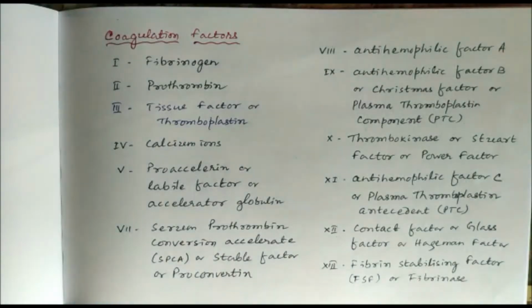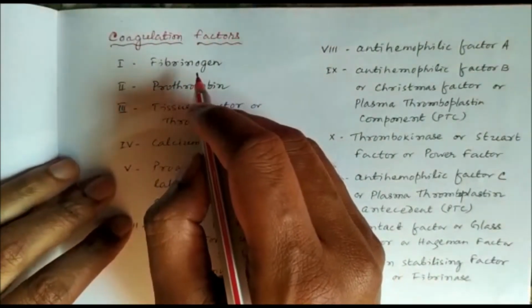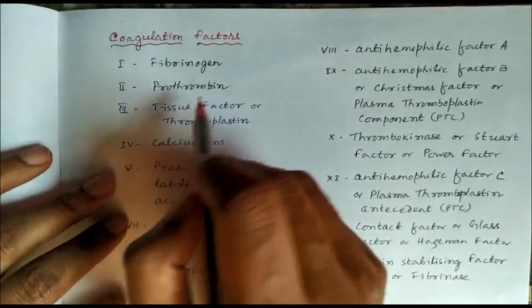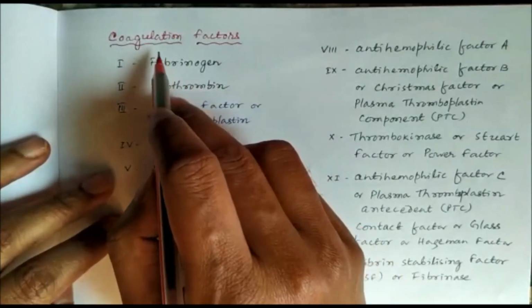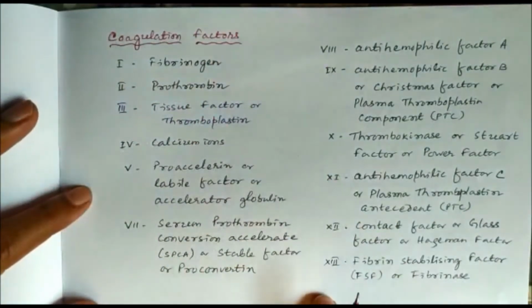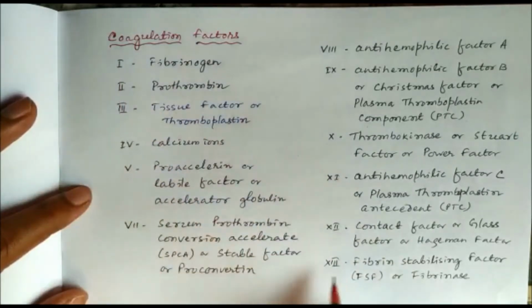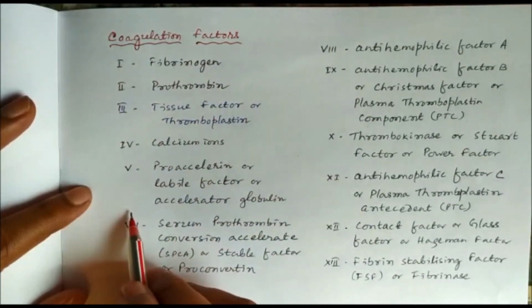Namaskar. Today we'll study the coagulants, the drugs which coagulate the blood. Before that, let us discuss the coagulation factors. There are 12 coagulation factors, factor 1 to factor 13. So factor 6 is absent.